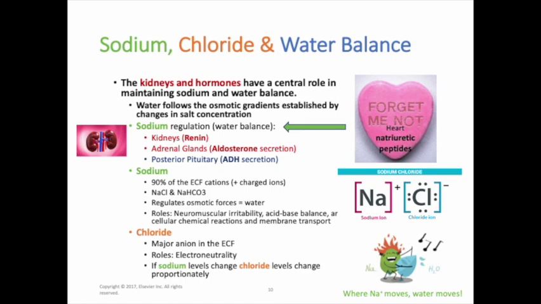So sodium regulation or water balance is regulated by our kidneys through renin, our adrenal glands through aldosterone secretion, and through the posterior pituitary through the ADH secretion, which is our antidiuretic hormone. But don't forget, the heart produces natriuretic peptides that also help to regulate sodium and is an antagonist to renin and aldosterone. Now, sodium accounts for 90% of our ECF cations, or the positively charged ions.